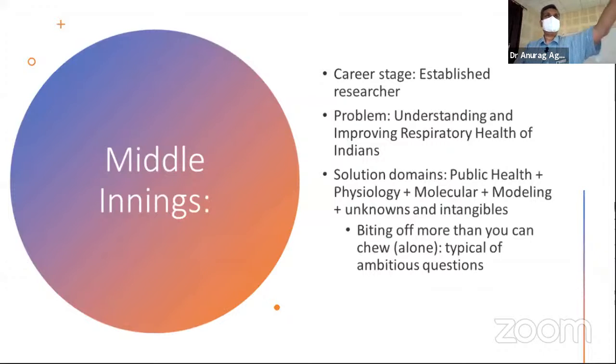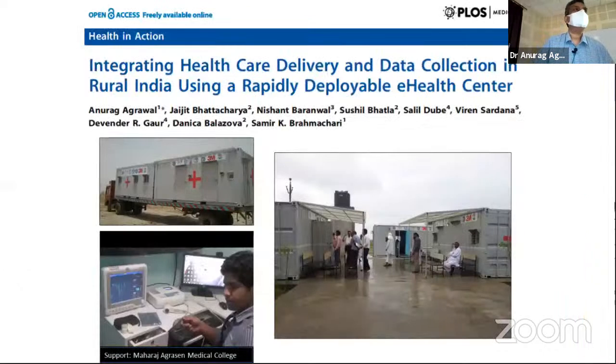Sometimes you define gaps. Sometimes it is career progression. And sometimes you're picking a problem because it matters to everybody. And here the problem was, can we understand and improve respiratory health of Indians? Now there are no clear solution domains, right? It's public health and physiology and molecular and modeling and unknowns and intangibles. And it's a classical example of biting off more than you can chew because you don't know what it is.